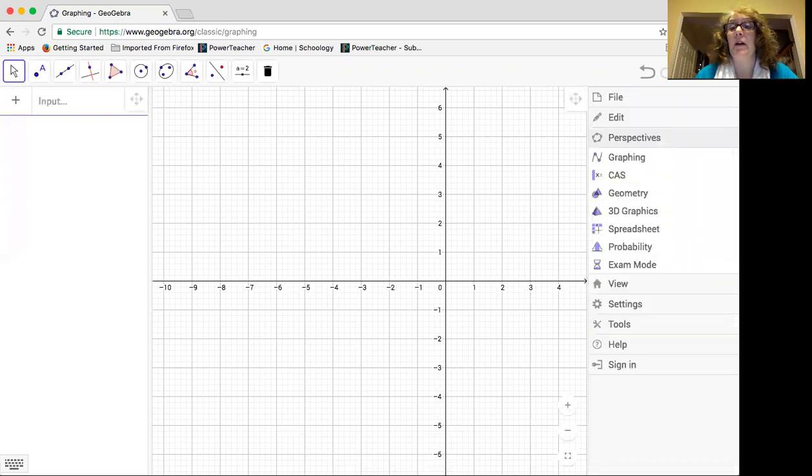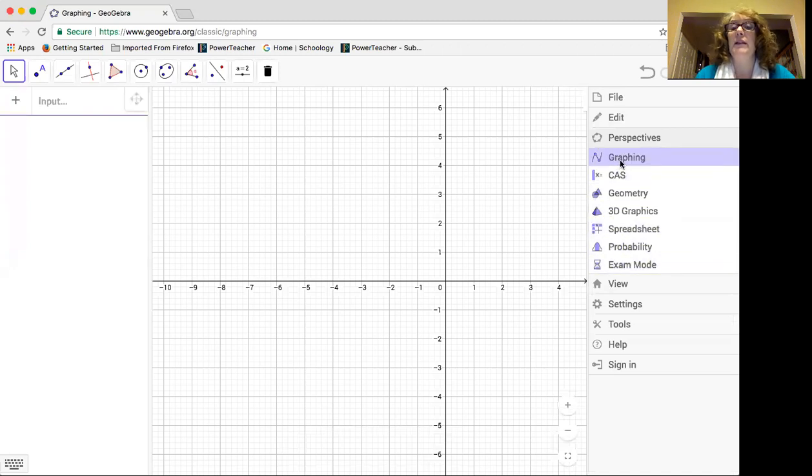And if you click on the three bars, you have several choices. You have graphing, which is the home screen. You have computer algebra system, excuse me, and that means that a student can input an equation and solve for x. Geometry, where you can draw all kinds of shapes and do a lot of constructions. 3D graphics, a spreadsheet such as Google Sheets or even Excel. Probability, which is what we're going to focus on, and the exam mode.